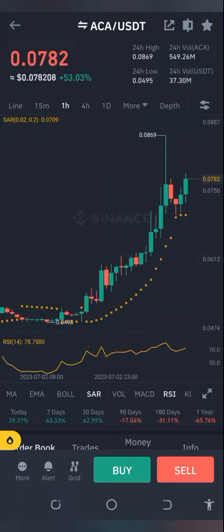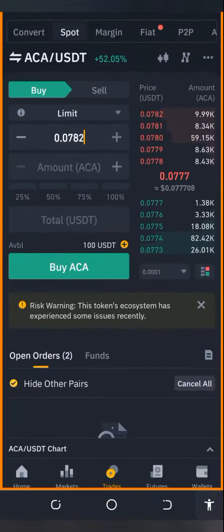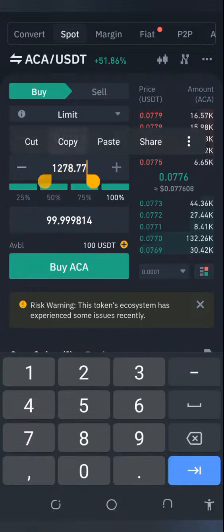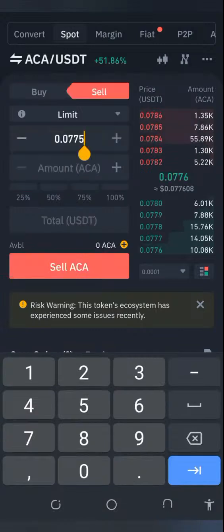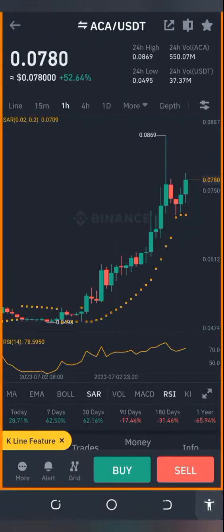Now, look at this. ACA/USDT is currently pumping, and we've got to get a piece of this pie. All right, we're going to go over and do all our simulations. So we currently have $100 here, and then all we have to do is quickly pick this up, copy it, and then go over to sell and change this to where it got to the other time.